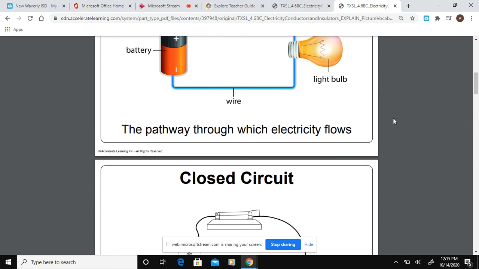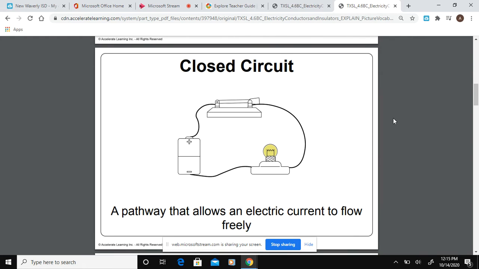So let's continue on. Next is a closed circuit. A closed circuit is a pathway that allows an electric current to flow freely. We can see here that we have the pathway from both the positive and the negative side of the battery, and it connects to the different items for the light bulb to turn on. Knowing that the pathway is continuing to flow and there's no break between the battery and the light bulb, that's why we are able to have the light come on. So this is a closed circuit.